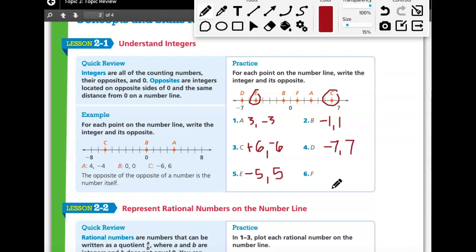Raymond? Go ahead. Letter F. Letter F is here. What is that? Where is F located? 1 and -1.